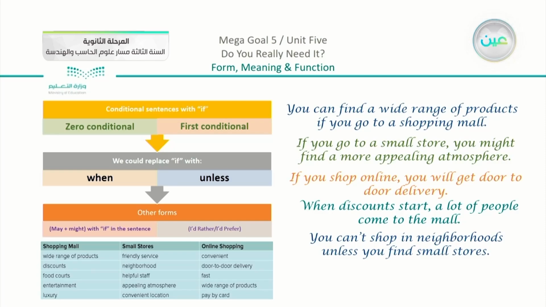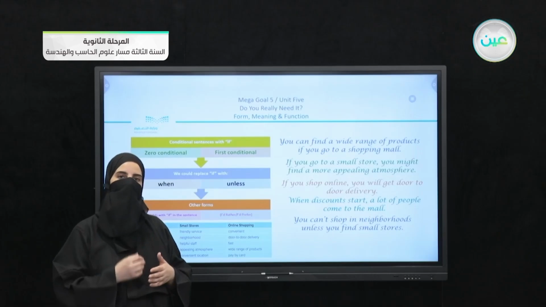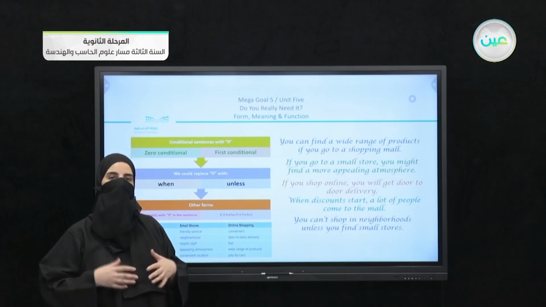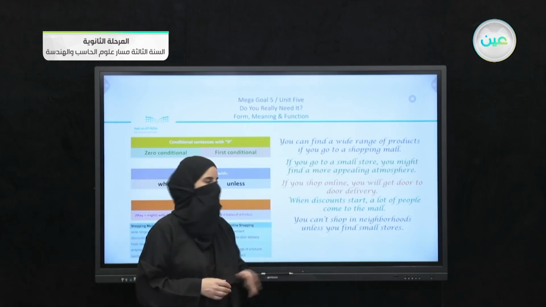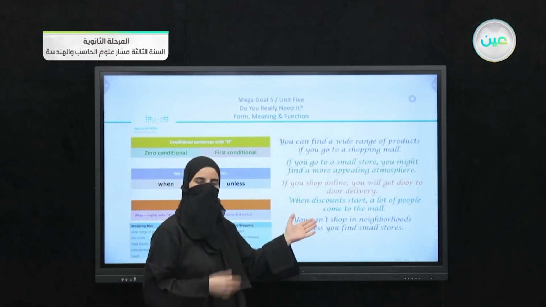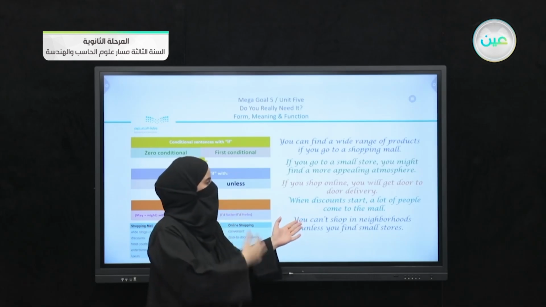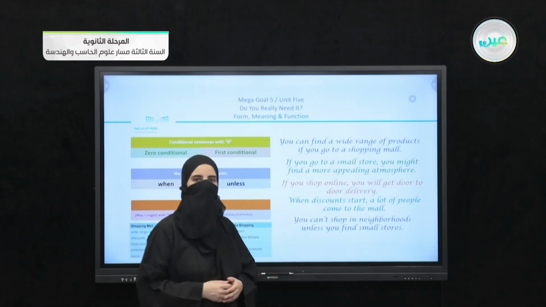We have the first conditional sentence using will. We, after that, replaced if using when in the sentence. So you can see it's the same idea, but we replaced if with when. We do have the clause at the very beginning, and there is the comma. So we have here when discounts start. This is the dependent clause, completing a lot of people come to the mall.